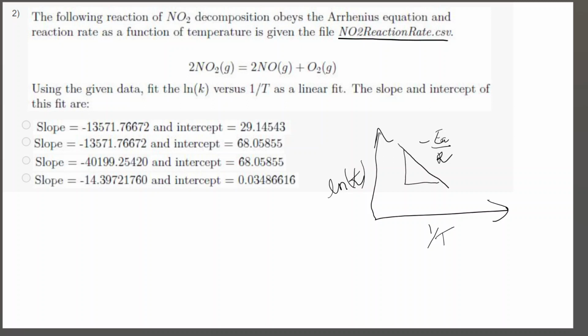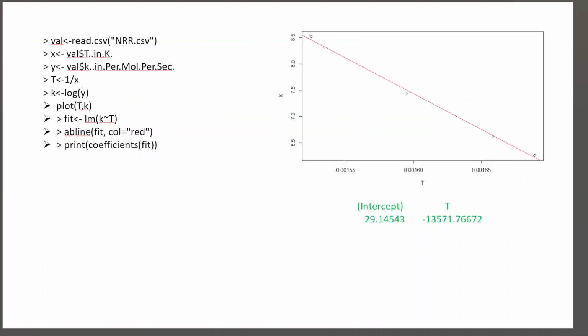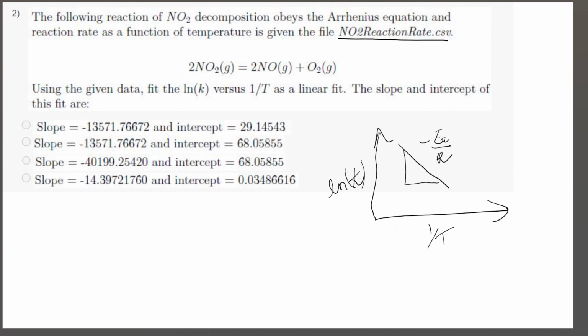So first, how can this be solved? It can be done with pen and paper also, but I prefer to do it in a program or language. So first, what I did is I just invoked this. I saved that file as NRR, which is NO2 reaction rate.